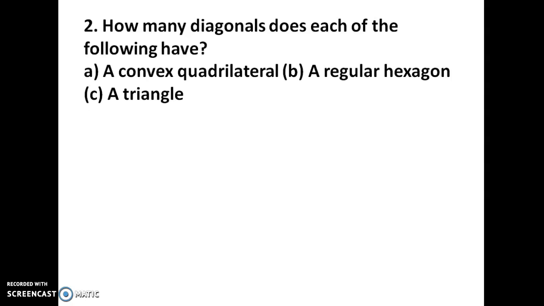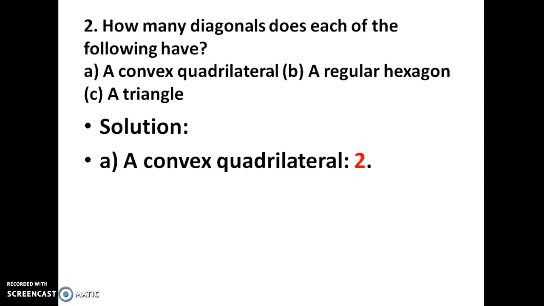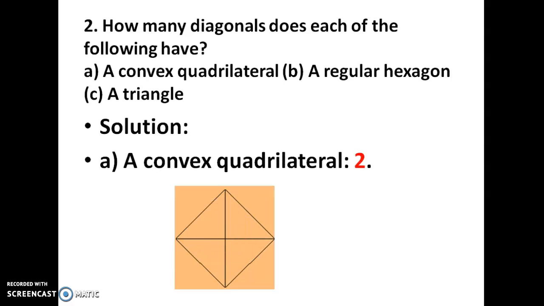Then second question, how many diagonals does each of the following have? A concave quadrilateral, a regular hexagon, a triangle. So how many diagonals these are having, we should check and say. Okay, so solution, a convex quadrilateral. Convex means 2 diagonals it will be there. Quadrilateral means polygon which is having only 4 sides, and 2 diagonals we can draw. Okay, so 2 diagonals you have.